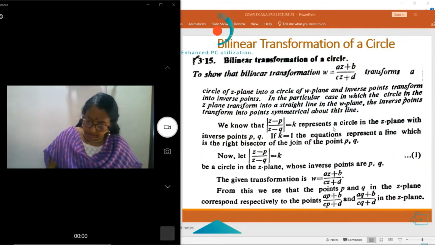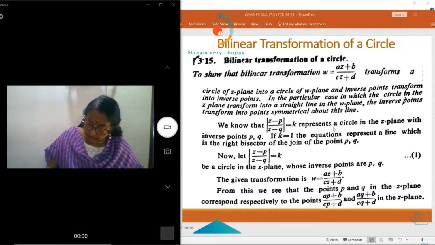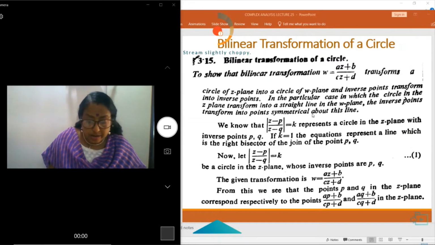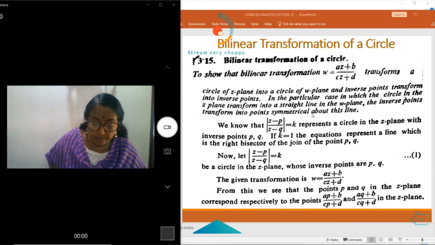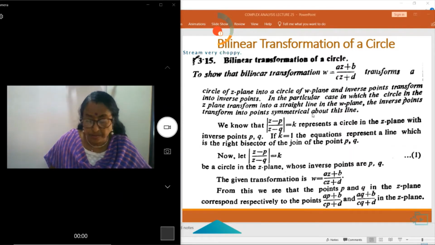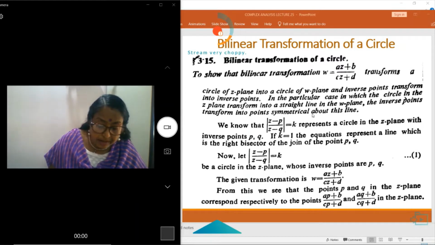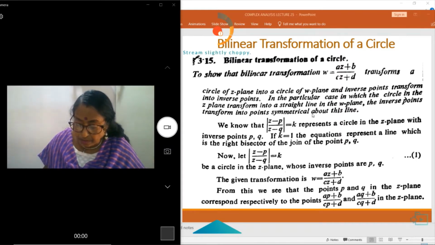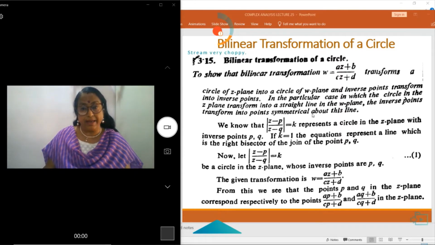Today we will discuss the bilinear transformation of a circle. To show that the bilinear transformation W = (AZ + B)/(CZ + D) transforms a circle of the Z plane into a circle of the W plane, and the inverse points transform into inverse points. In the particular case in which the circle in the Z plane is transformed into a straight line in the W plane, the inverse points transform into points symmetrical about the line.